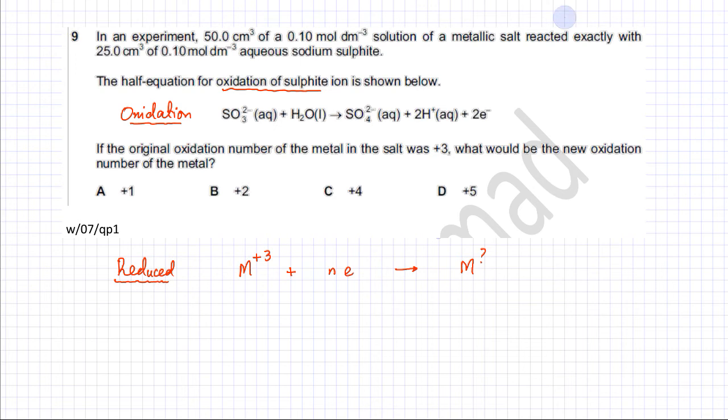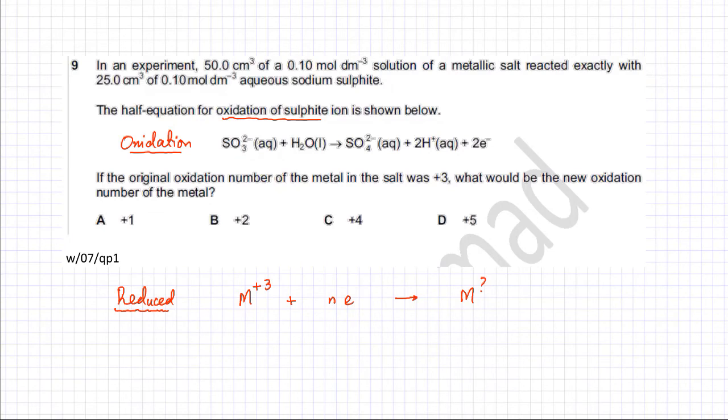So one thing is getting oxidized, which is sulfide, losing electrons, and the other thing is getting reduced and is gaining electrons. Now the next thing I need to do is find the moles of sulfide, and what I've been given is the volume and the concentration of aqueous sodium sulfide. So I can find the moles using the formula moles is equal to concentration times volume.